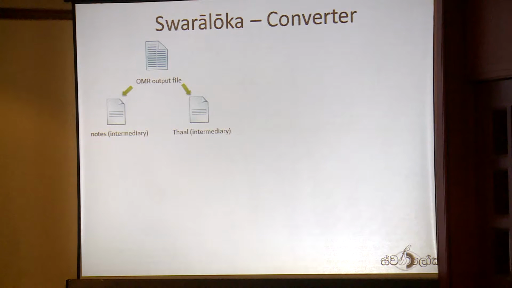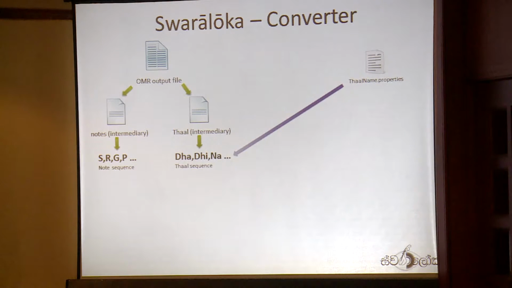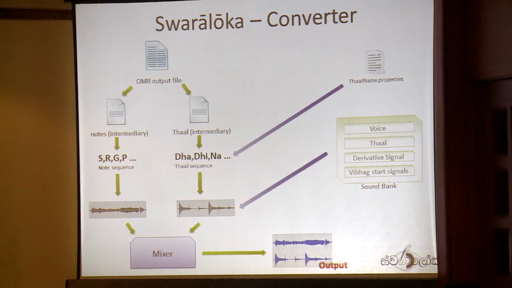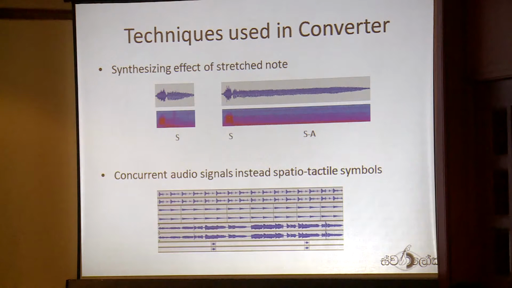In the conversion, as I said earlier, the OMR output will be converted into 2 intermediate files, one consisting of the notes and the other of the tals. The note file consists of the note sequence, and the tal file consists of the tal akshara sequence. Depending on the number of matras within one line, and from the tal symbol sequence, we detect which tal should be played. The tal sequence will be converted to a tabla beat, and the note sequence will be converted to synthesized singing. And all the layers are then played through the mixer depending on the controls received by the interface.